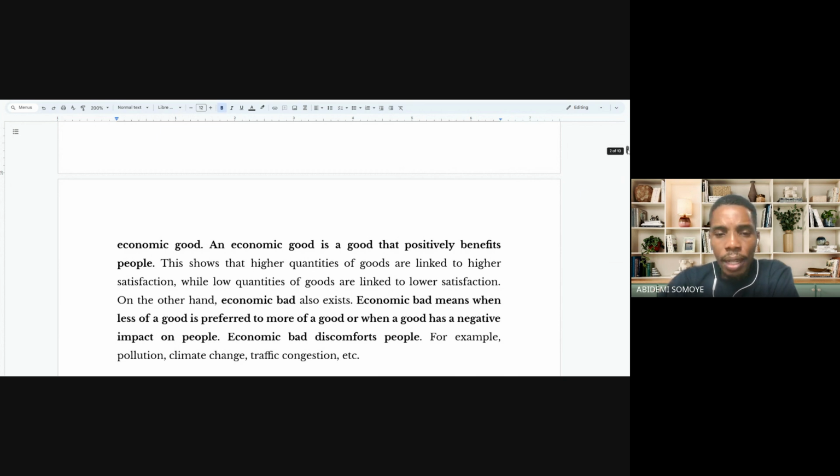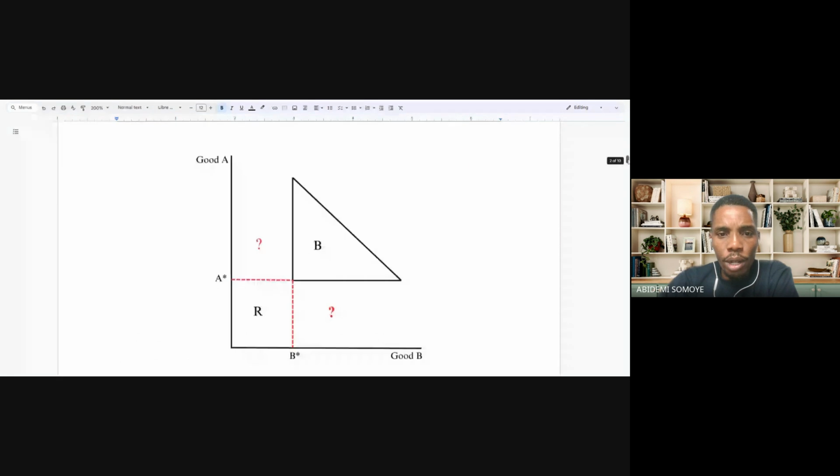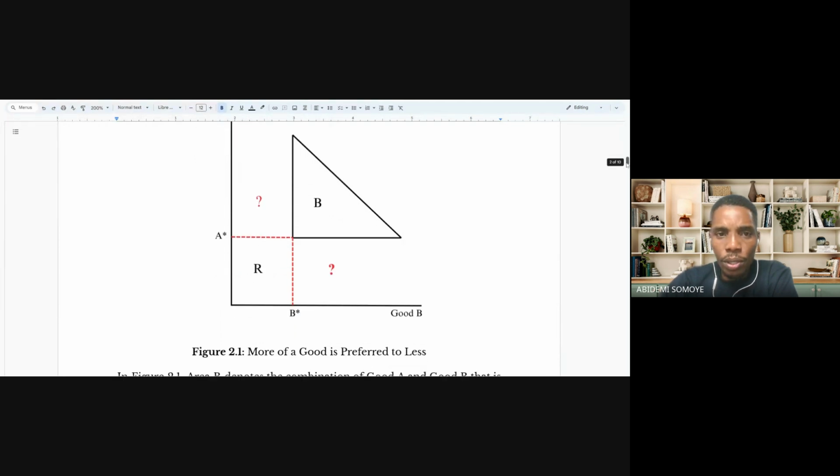Okay, so let's take a look at the graph of more is better. We're going to explain the graph of more is better on non-satiation.